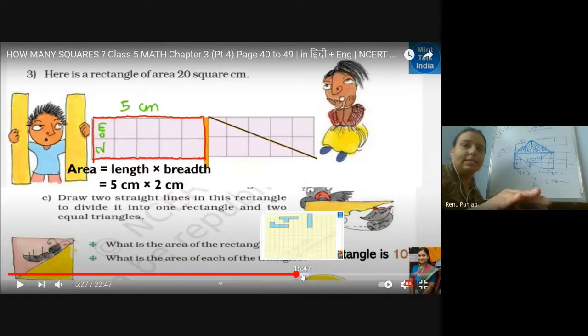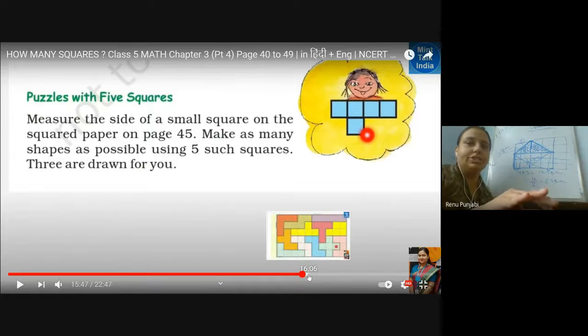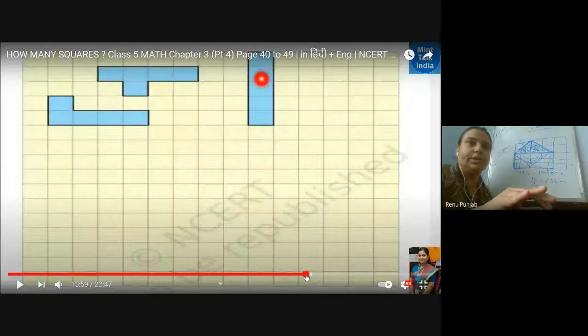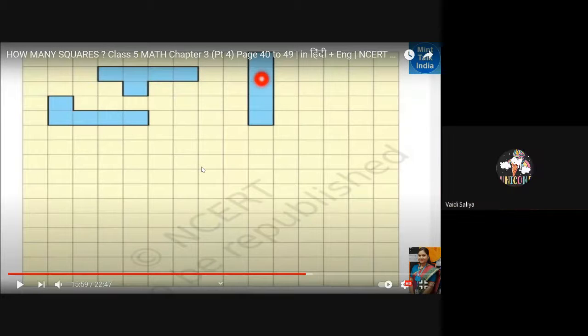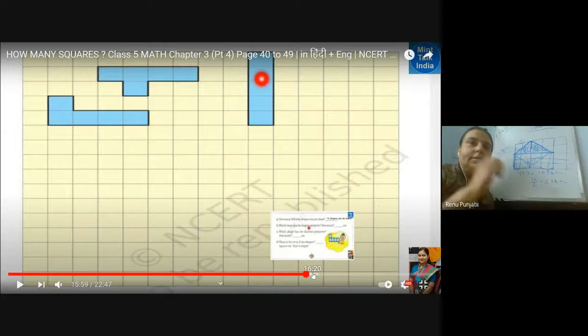Now go to the next. This is the puzzle. This is the pentomino. This is the shape when we make with 5 small squares. We can make different shapes. Yes, I will send the worksheet. It is a puzzle. It is called pentomino, and this is made with 5 small squares, and you can arrange them into different shapes.